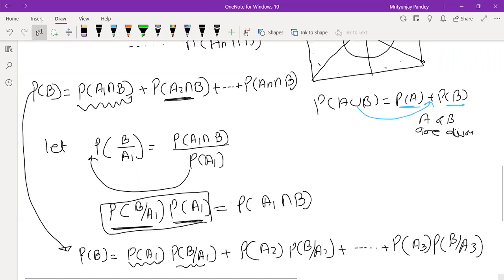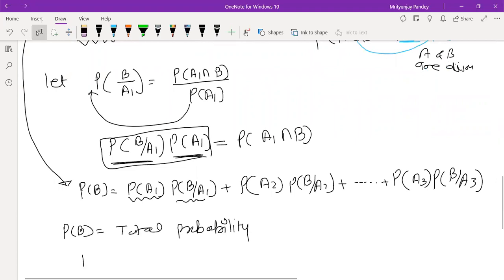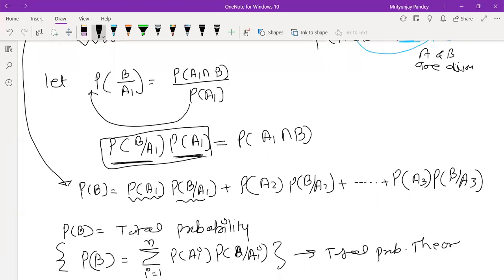सो ये जो लास्ट में आंसर मिला है, दिस फॉर्मूला इज नोन एज टोटल प्रोबेबिलिटी थ्योरम, यानी कि P of B is nothing but total probability. So this formula P of B is summation P of AI into P of B upon AI, I start from box 1 to number of box n, and this sentence is known as total probability theorem. Understood? Any doubt in this sentence?